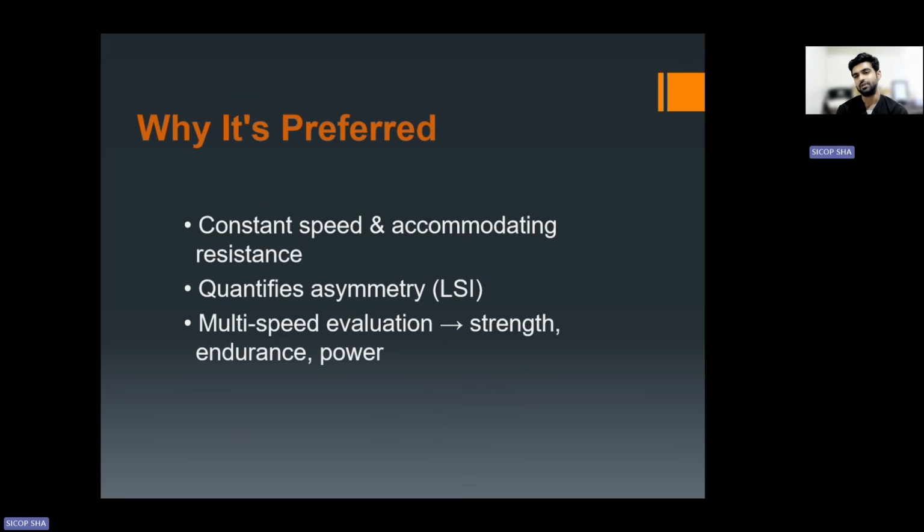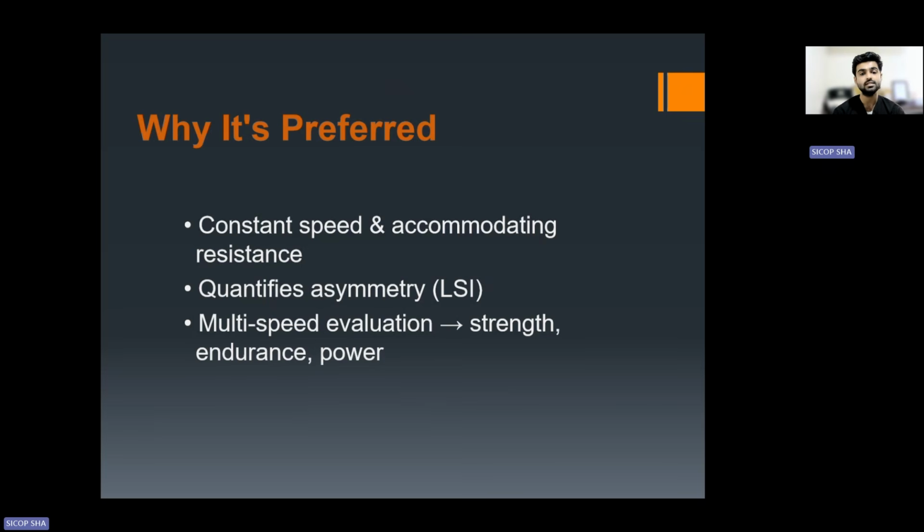Now, why is it preferred? There are many strength training devices, gym trainers and other things, but why isokinetic? Isokinetic has a constant speed, and because of the constant speed, it accommodates the resistance of an athlete. So it is the safest way.